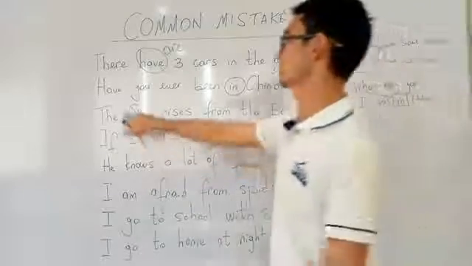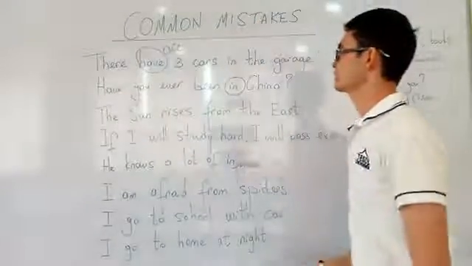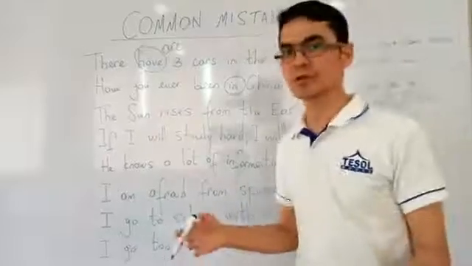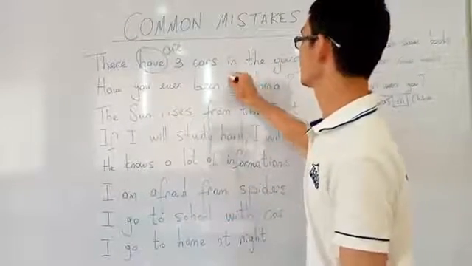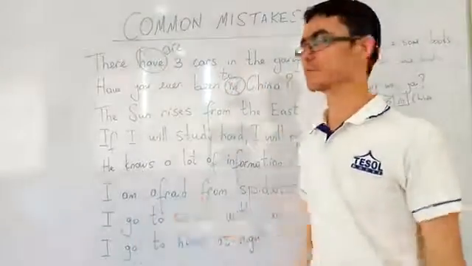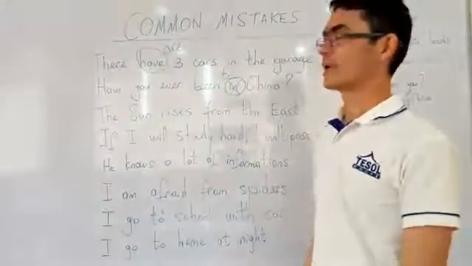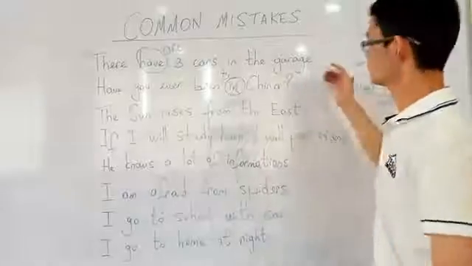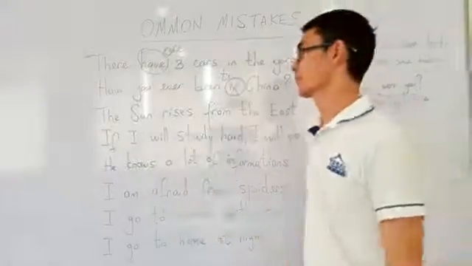But when I ask "have you ever been," I'm talking about experience, okay? And so in that case, we've got to use a different preposition, to. Have you ever been to China? Okay? And the answer will be yes, I have. Or no, I have never been there.